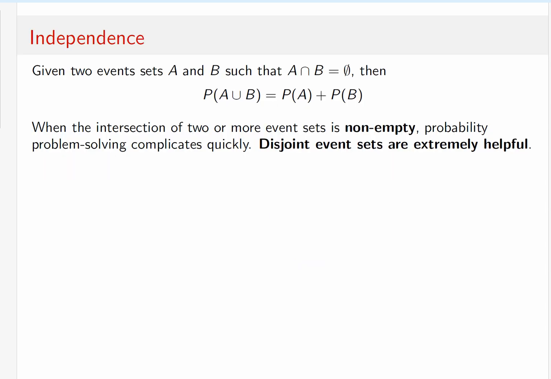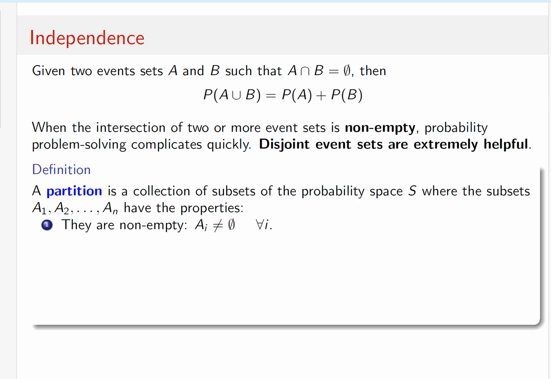All right. The first thing we learned yesterday was that when the intersection of two event sets is non-empty, we have inclusion, exclusion issues, and those issues escalate the more sets that are involved. And we had a formula, but it's certainly less complicated if we can have disjoint event sets. We don't always have those, but when we can, they're extremely helpful. So, what are we talking about?